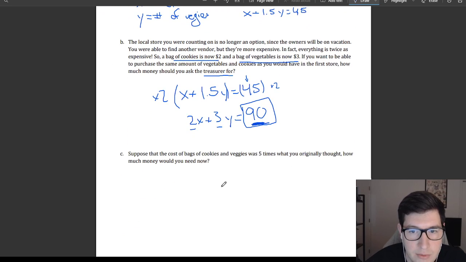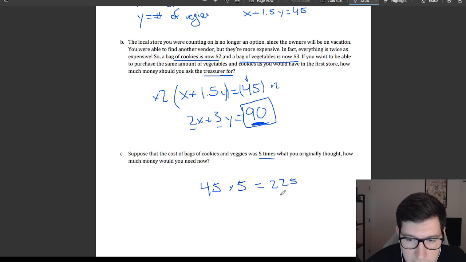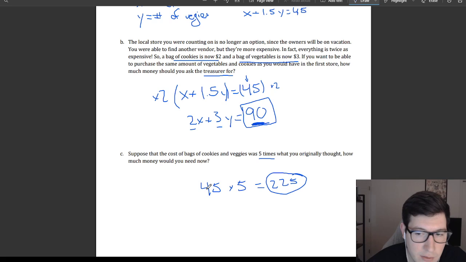And moving down to C really quick too, I don't even have to worry about what's going on on my left-hand side, because I know that I'm multiplying my left-hand side by 5 times now. We're saying, hey, it's now 5 times as expensive, right? And so if we have this 45 value, we're going to do that same thing. We're going to multiply it by 5, and you should end up with 225, which means that we're going to have to ask our treasurer now for $225 instead of just $45.